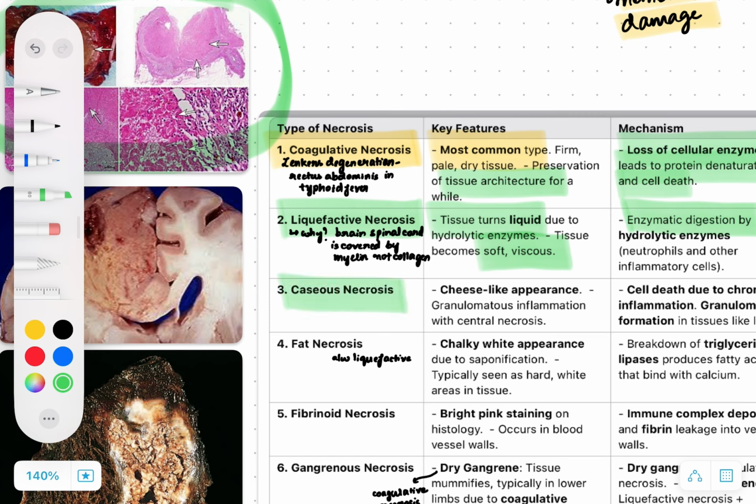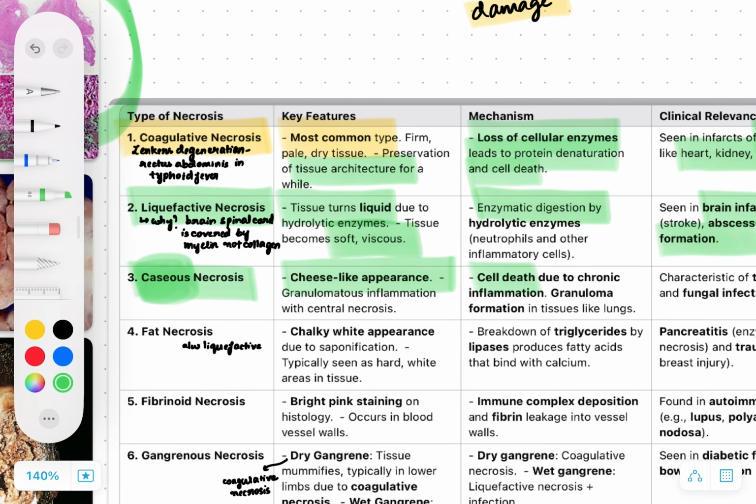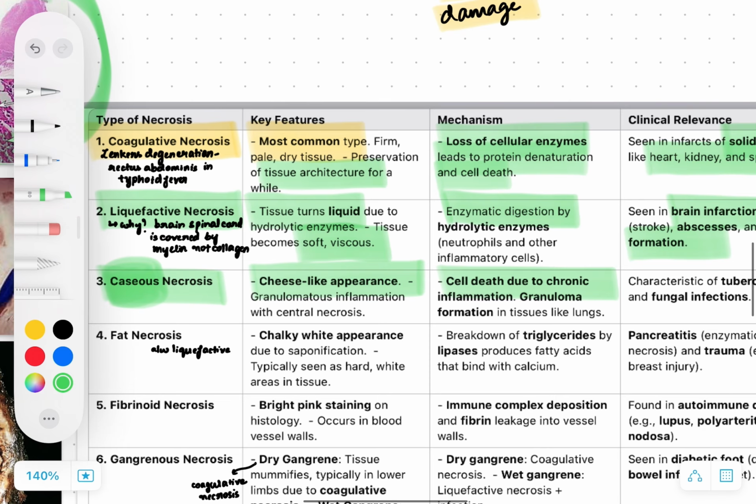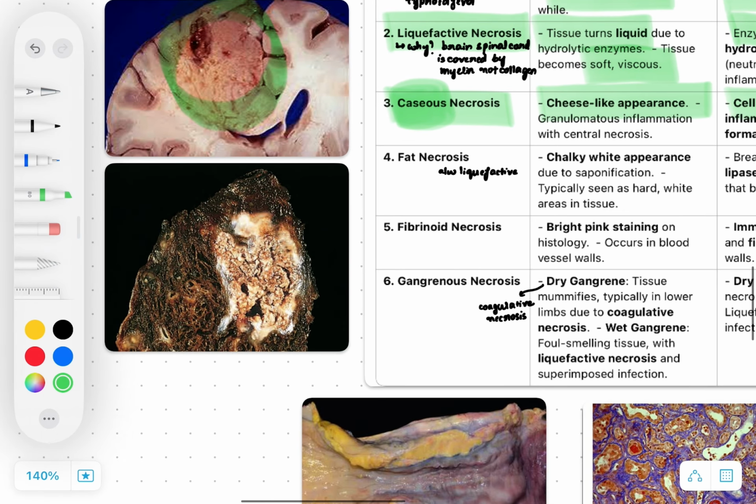Next is caseous necrosis. As the name suggests, caseous means cheese-like appearance. It occurs in granulomatous inflammation with central necrosis. Cell death due to chronic inflammation and granuloma formation occurs in tuberculosis. This is the picture showing liquefactive necrosis of the brain, and this is the picture showing caseous necrosis of the lung.